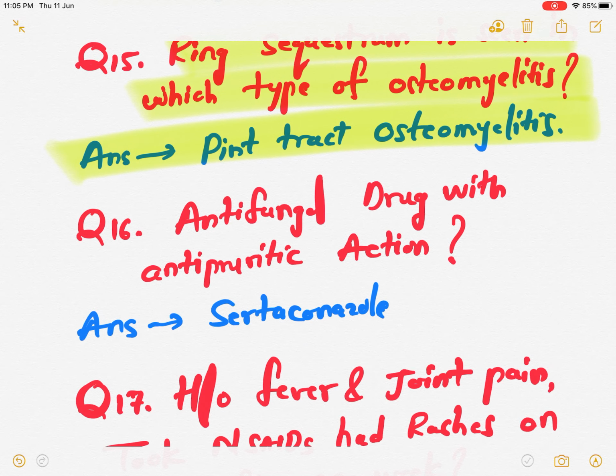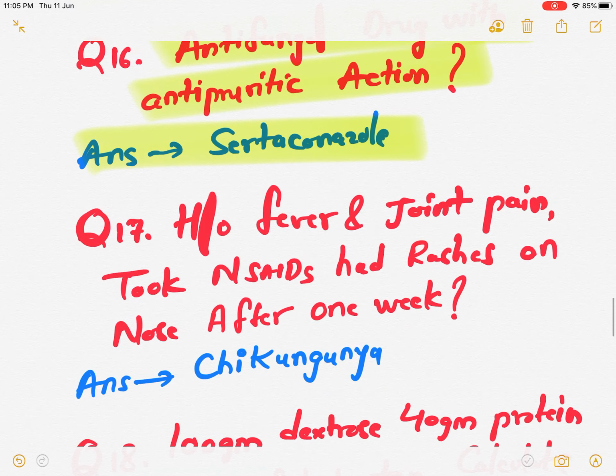Next question is the antifungal drug with antipruritic action. There are a lot of options which include luliconazole, ketoconazole, itraconazole, but the best possible answer is sertaconazole. Yes, my dear friends, this antifungal drug has the ability of antipruritic action. Next question, the history of fever and joint pain, took NSAIDs, had rashes on nose after 1 week. The best possible answer is chikungunya.